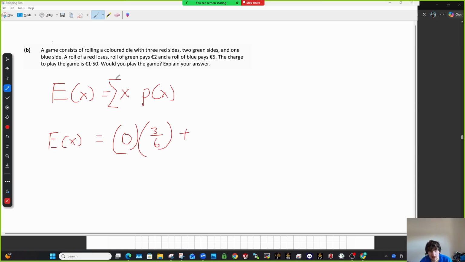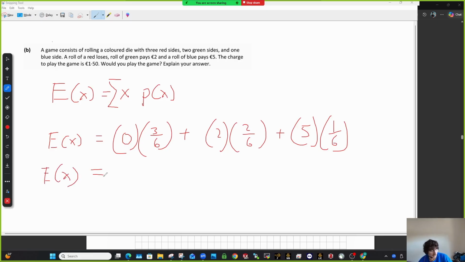This is the plus here. You get €2, and you get €2 2/6 of the time because there's 2 green faces. And then plus, you get €5, but only 1/6 of the time. So every time you play the game, on average, this is how much you expect to make from playing it. So let's multiply that together. What's that going to give? 0 plus 4/6 plus 5/6. And that works out as, and that has units as well, it has units of euros.